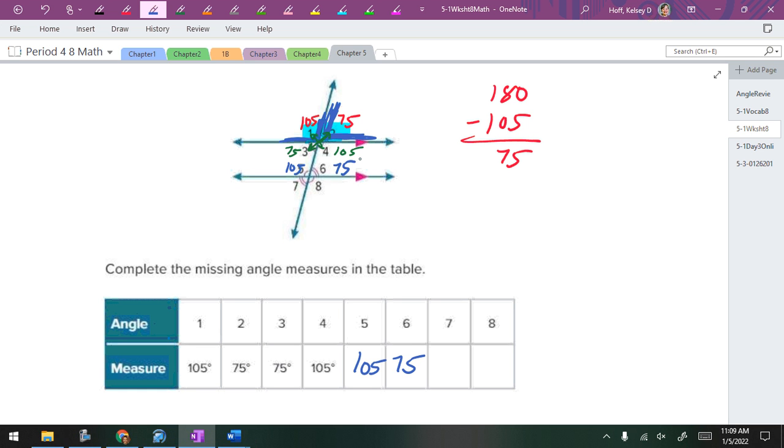Vertical, right? So this is when some people get frustrated with geometry. They're like, well, I didn't use alternate interior. I did alternate exterior, and then I did supplementary, and then I did vertical. But I got the same numbers. Yep. And people get frustrated.